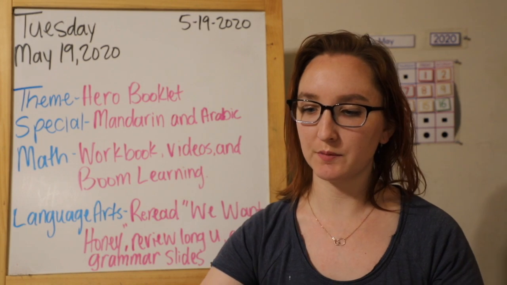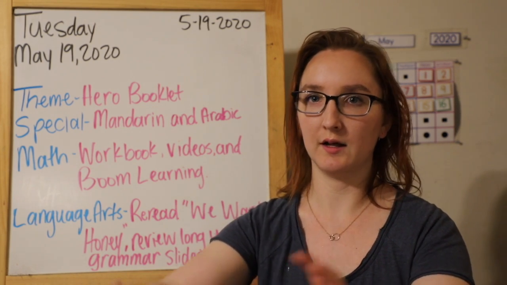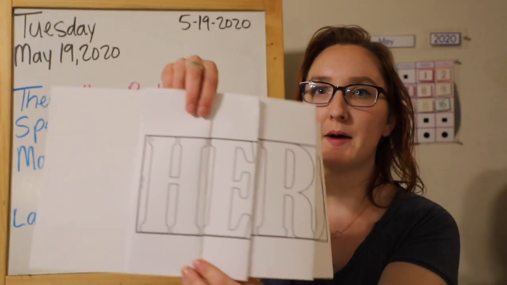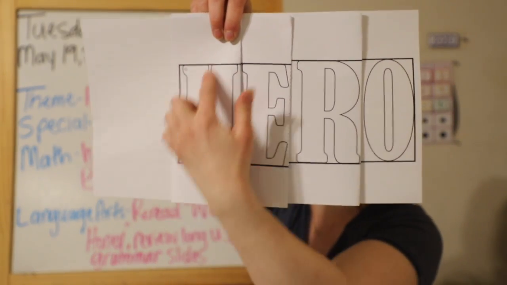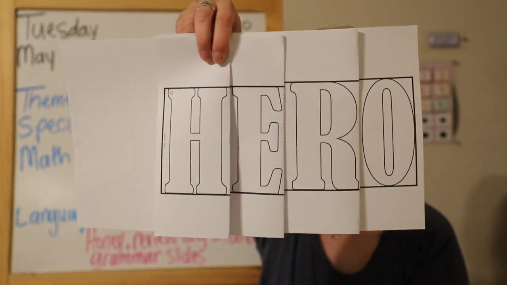So when you're finished, your book is going to look a little bit like this. Now I just have mine folded, but yours is going to be cut out, and then you are going to staple along this line here on that H.